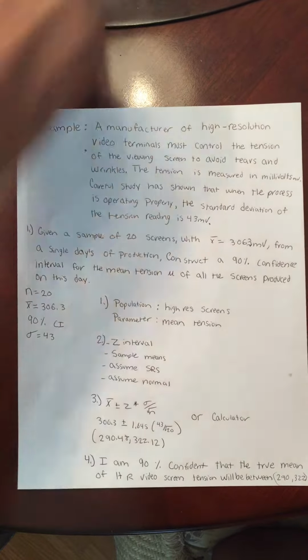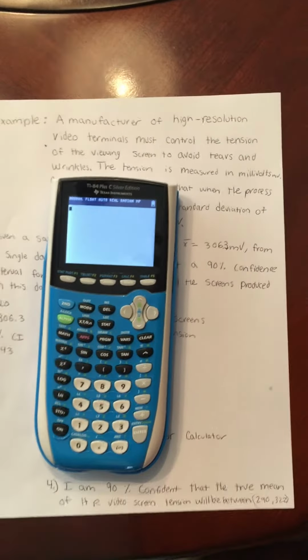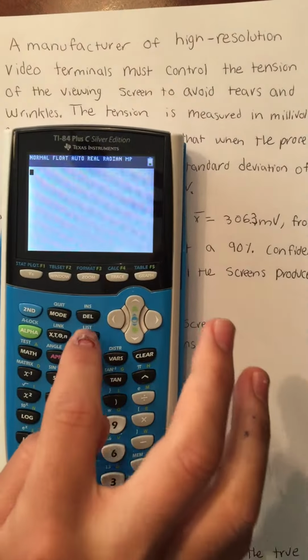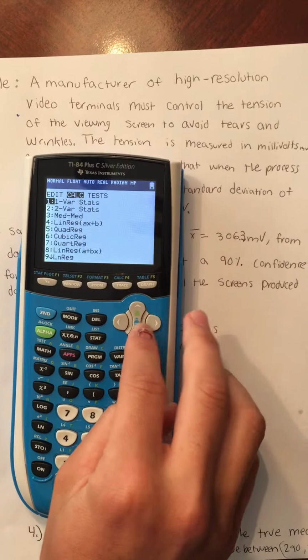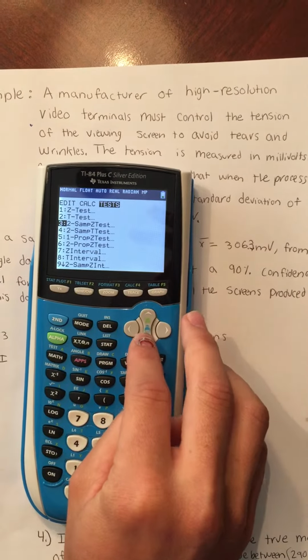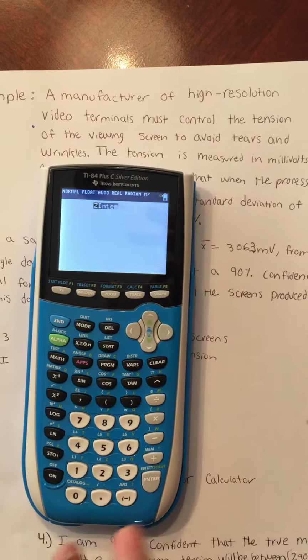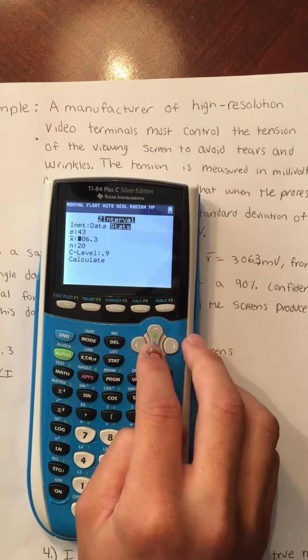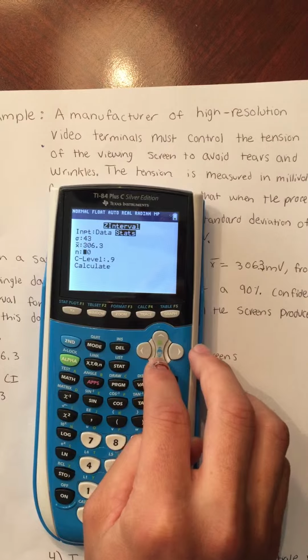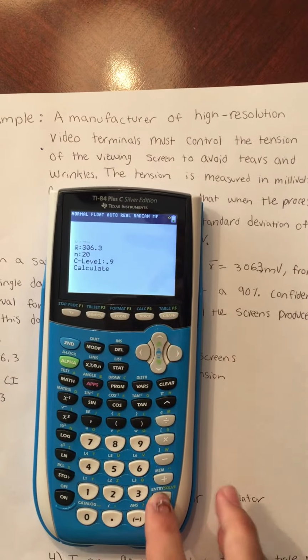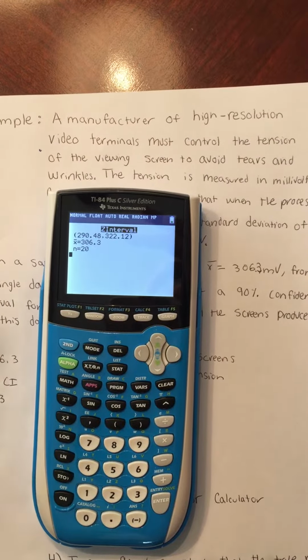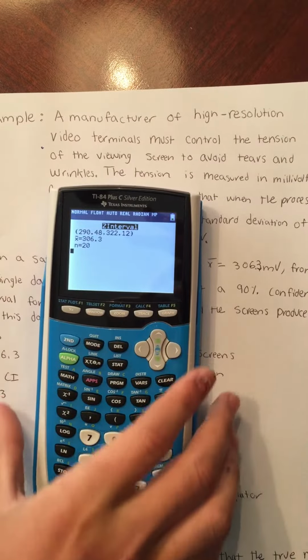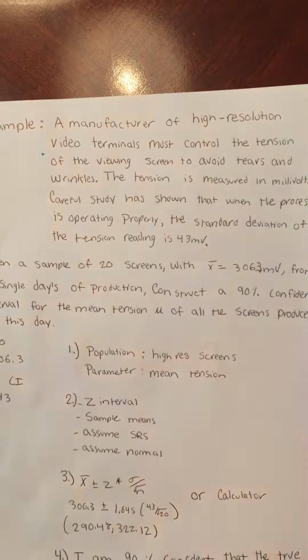The other way you can do this problem is to go on the calculator, hit stat, go over to tests, go down to z interval, enter the standard deviation, the x bar value, the sample size, and the confidence level, and enter, and you will get the same confidence interval that you did by calculating using the formula.